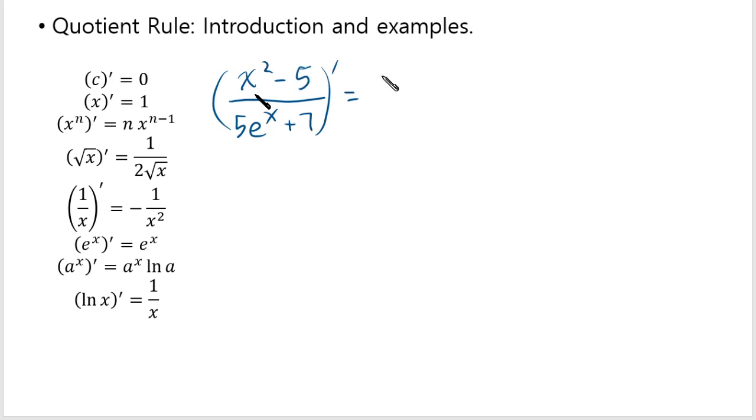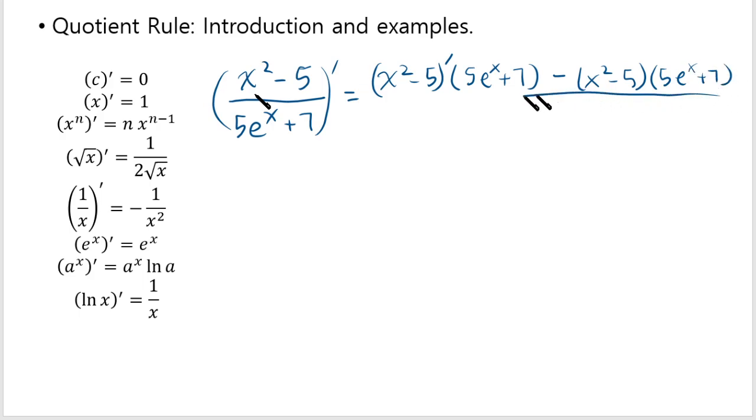All right, you have x squared minus 5. The first guy gets his turn. 5 e to the x plus 7. The second guy has to wait. Minus x squared minus 5. Now it's the second guy's turn to be differentiated. And you have 5 e to the x plus 7 squared. The denominator has to be squared.